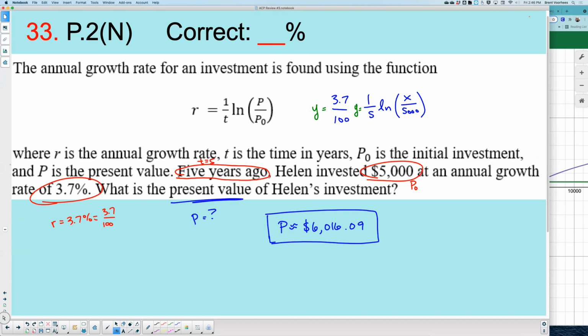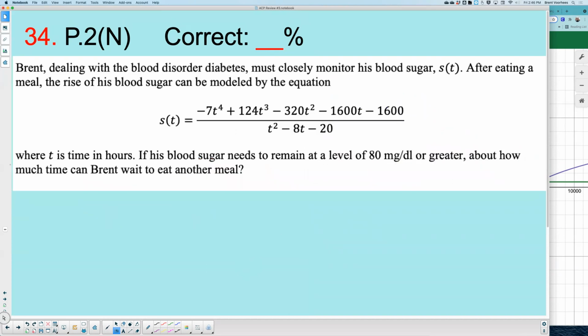All right, let me give you number 34. It says Brent, dealing with a blood disorder, diabetes, must closely monitor his blood sugar. After eating a meal, the rise of his blood sugar can be modeled by this equation, where T is time in hours. Oh, and I should have said blood sugar is S of T. If the blood sugar needs to remain at a level of 80 milligrams or greater, okay, that's telling me a value. Blood sugar needs to be 80 or greater. About how much time can I wait to eat another meal?